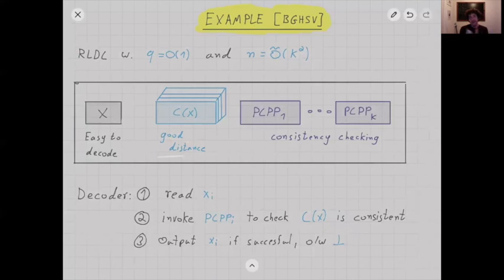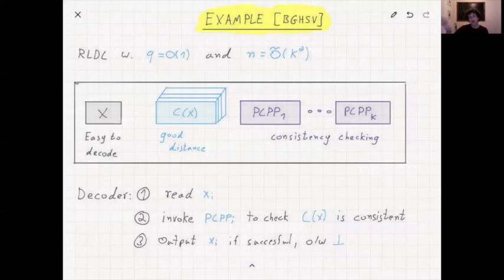This is the X, and this is a part which has good distance, but no locality. Now, how do we merge this thing? Ideally, I'd like to say, as long as these two are consistent with each other, then I'm getting my distance from C of X, and if I want to decode, I just query X.